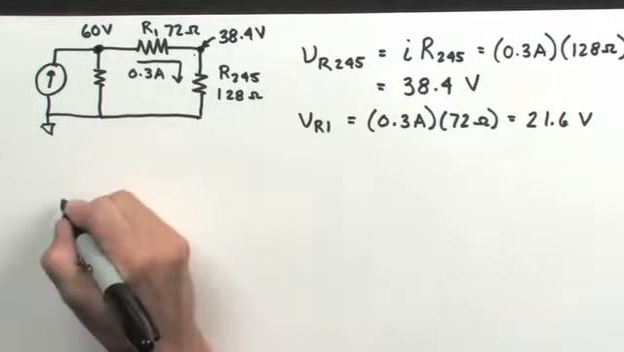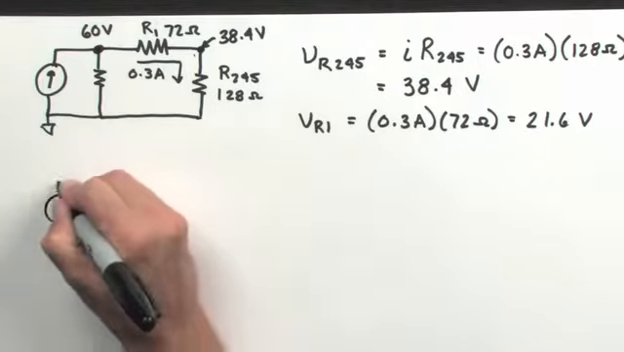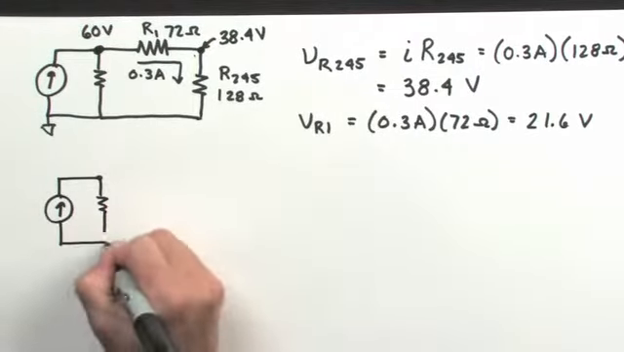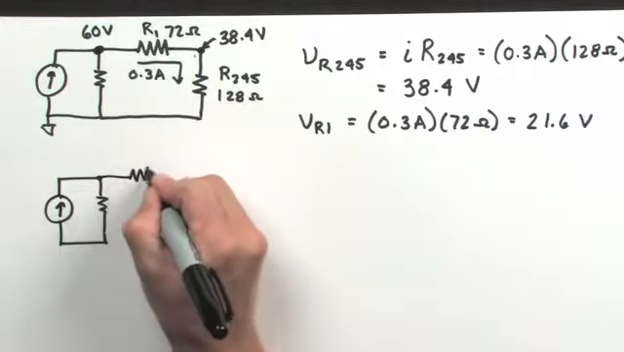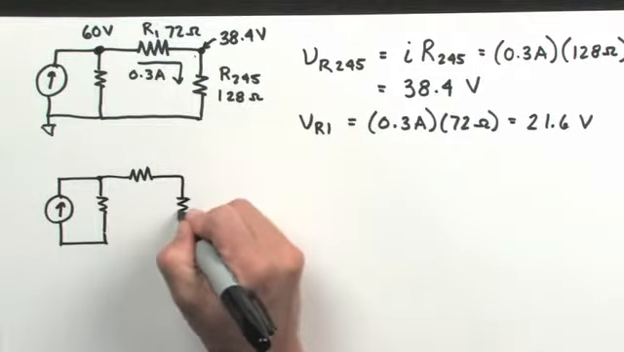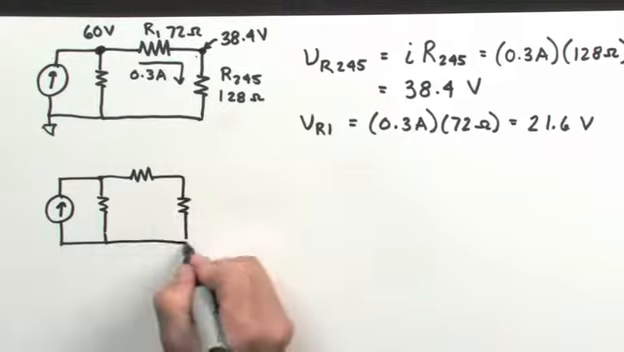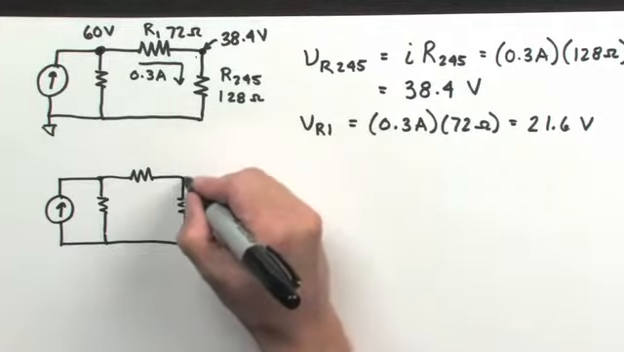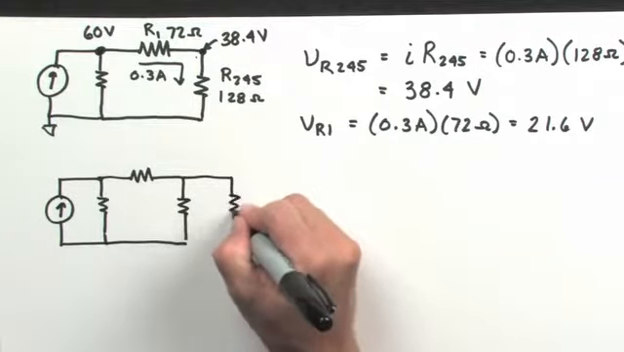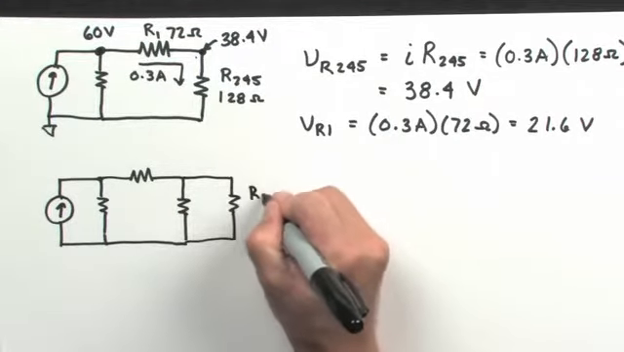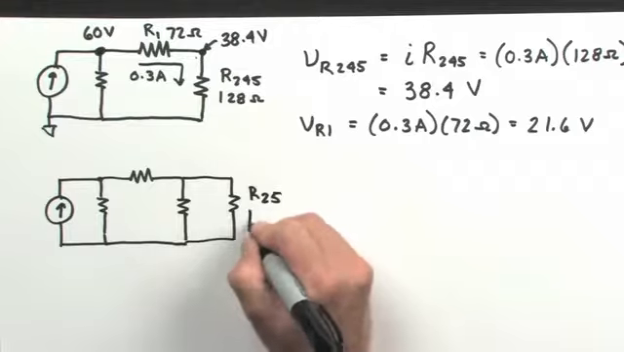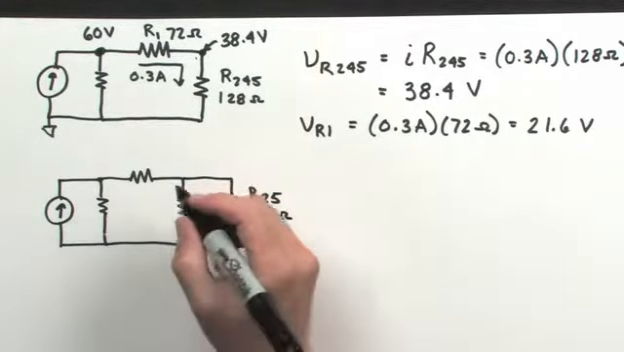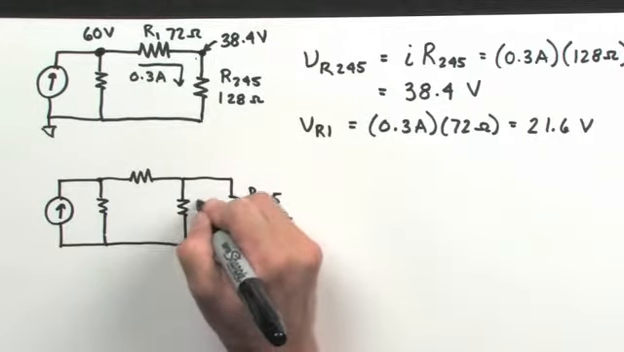All right, we're getting closer now. I'm going to expand my circuit yet again. I know that this equivalent resistance, R2, 4, and 5, was comprised of R4 in parallel with the equivalent resistance of R2 and 5 combined, which was 160 ohms. And R4 had a resistance of 640 ohms.